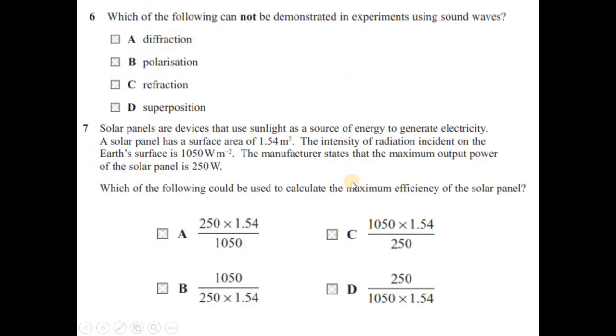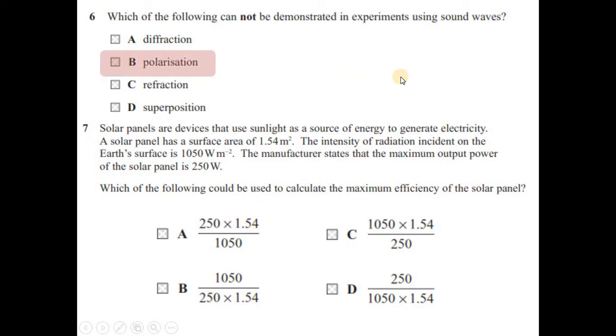Question number 6. Which of the following cannot be demonstrated in experiments using sound waves? A typical question of sound waves. Sound waves cannot be used for polarization. Sound waves can be diffracted, refracted or superposed, but sound waves cannot be polarized, because for polarization we need a transverse wave, while sound waves are longitudinal or compressional waves. So option is B.